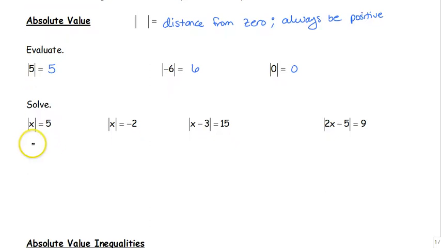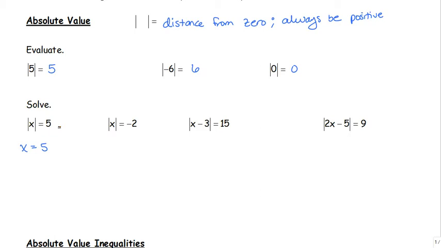Now let's say we want to solve for what number inside would give me the absolute value with the answer of 5. I'm assuming most of you are like, okay, yes, 5. You are correct. The absolute value of 5 is 5. But there's another answer. What other value, if I take the absolute value of it, is also going to give me a positive 5?